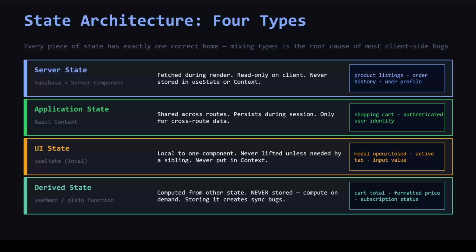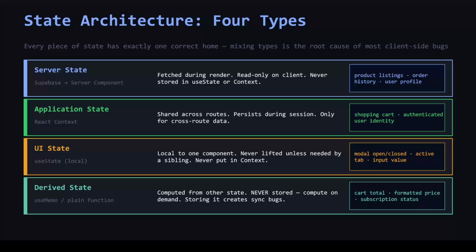The owner is useMemo or a plain function. Computed from other state, never stored. Storing derived state creates synchronization bugs. The stored value goes stale when its source changes. Examples of this are the cart total, formatted price, subscription status.